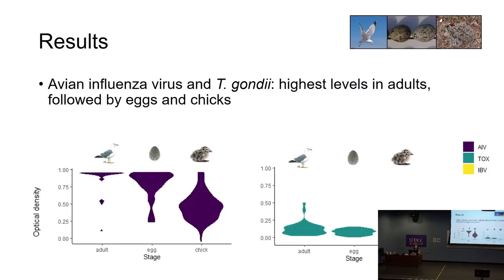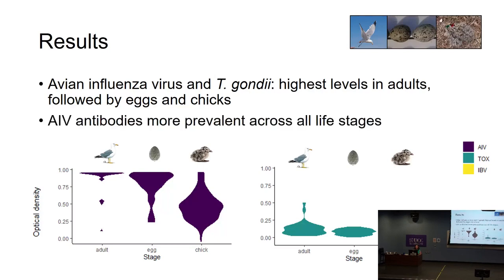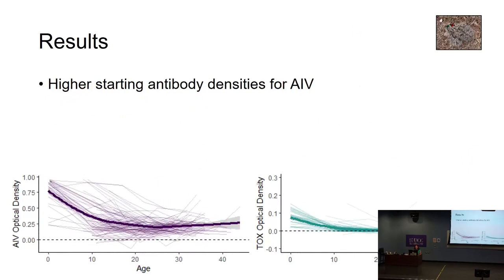For avian influenza and Toxoplasma gondii, we had the highest levels of antibodies in adults, followed by eggs and chicks, and a stronger circulation of avian influenza across all life stages. So the relationship was the same, but the magnitude was a lot higher in avian influenza compared to Toxoplasma.